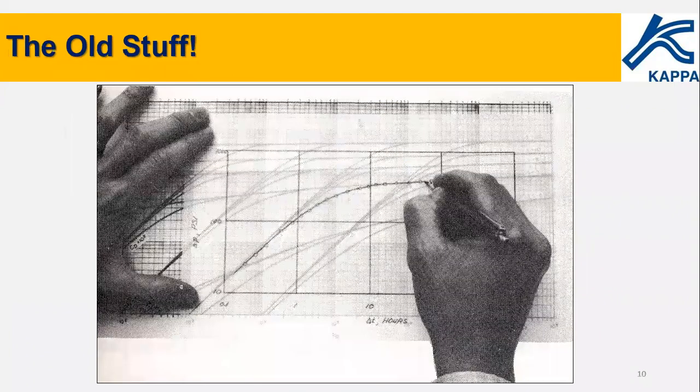So this is the old stuff. Before Excel was used, people used to take tracing paper, and as you must have seen, this is a type curve. They used to try to get a match based on the background. Type curves were used for wellbore storage and skin in a homogeneous reservoir condition.